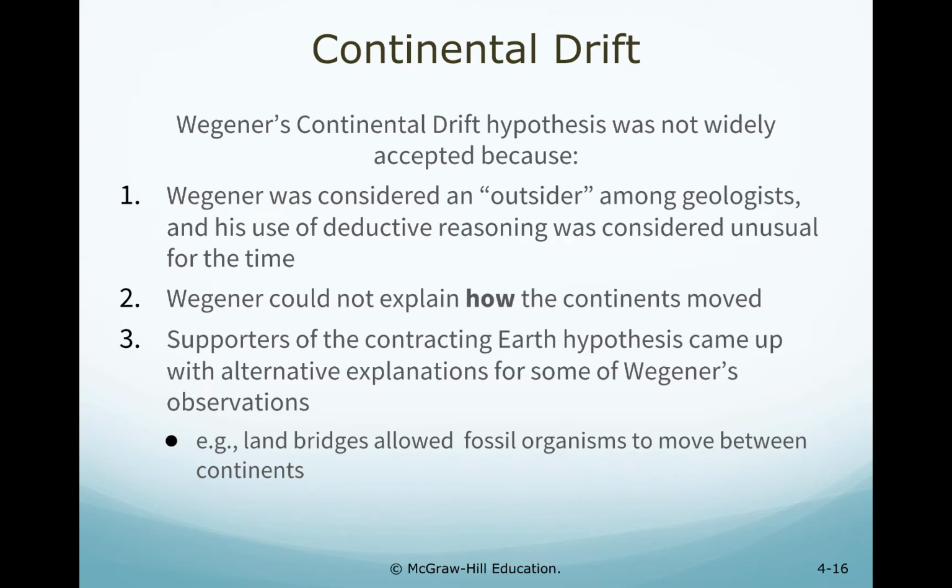Wegener's continental drift hypothesis was not widely accepted at the time because he was considered an outsider among geologists, and his use of deductive reasoning was considered very unusual for the time. He could not explain how the continents moved. Therefore, people thought, well, since he can't explain how they move, then of course they don't. Supporters of the contracting Earth hypothesis came up with alternative explanations for some of Wegener's observations. For example, the land bridges allowed fossil organisms to move between continents.